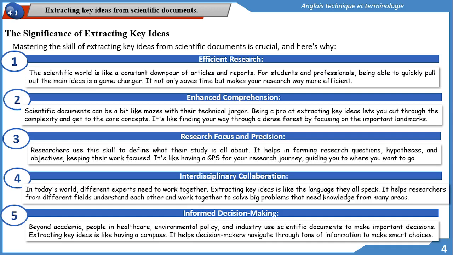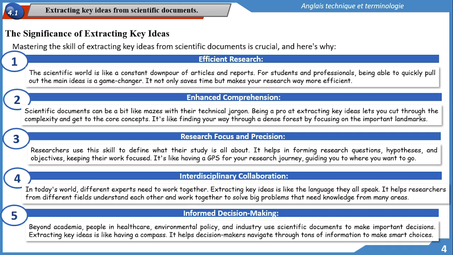It's like having a special tool that not only saves time, but also makes the whole research process much easier and more productive. It's like having a good guide helping you find what you need in this big library. 2. Enhanced comprehension. Reading scientific documents can sometimes feel like walking through a complicated forest because of the difficult language and complex structures. But if you're good at picking out the most important ideas, it's like finding a clear path through that forest. It helps you focus on the main points without getting lost in all the complicated details. So, this skill makes understanding scientific stuff less hard and more like following a map.